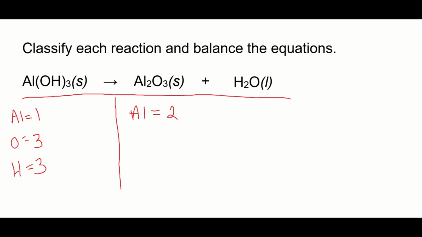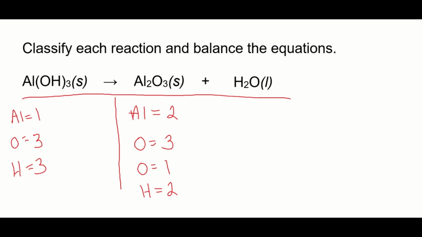There's 2 aluminums. Now oxygen appears in 2 different locations, so that line is for the oxygen in the aluminum oxide. And that line is for the oxygen in the water molecule. And I have 2 hydrogens.